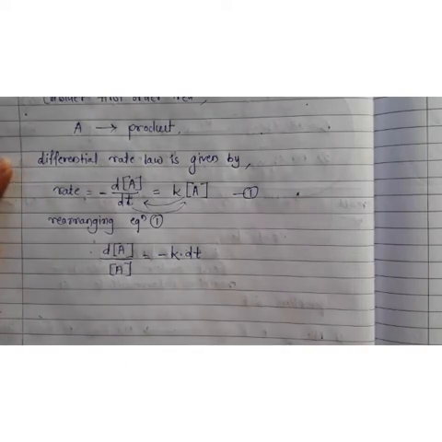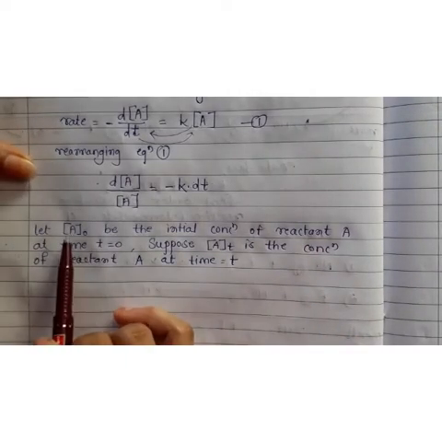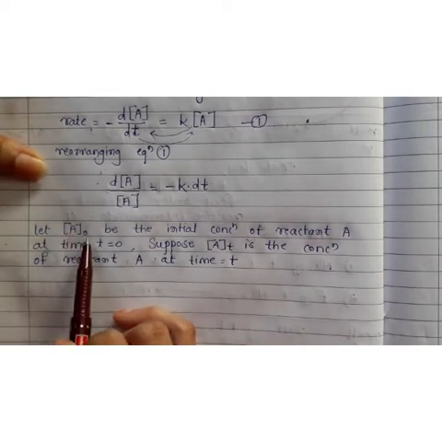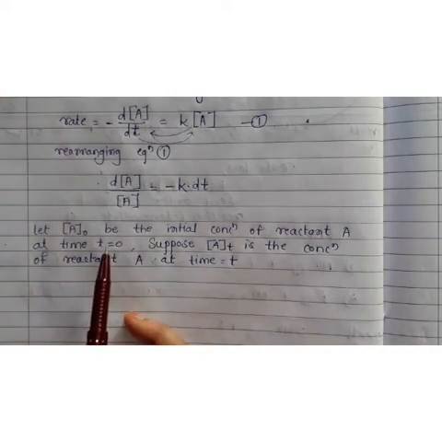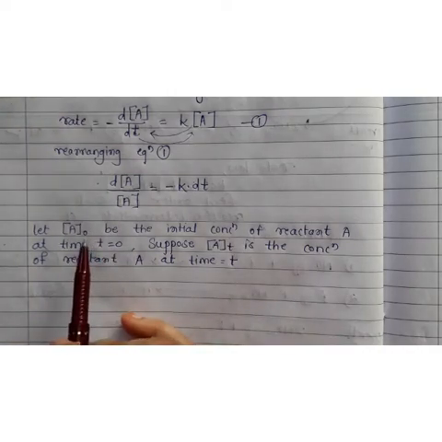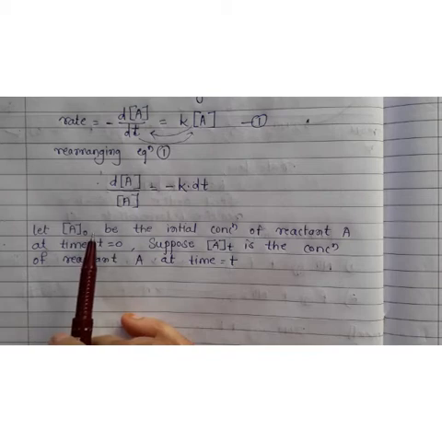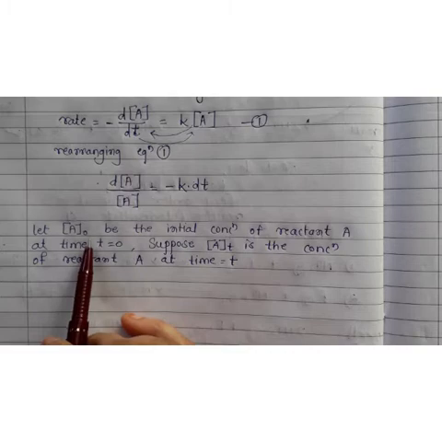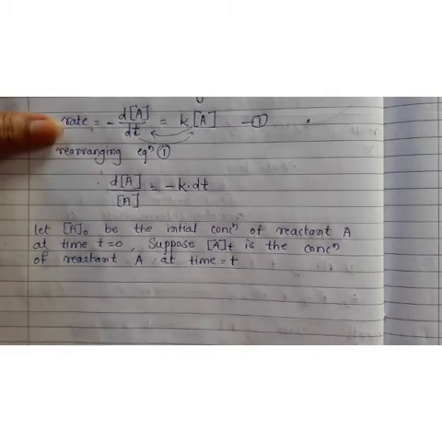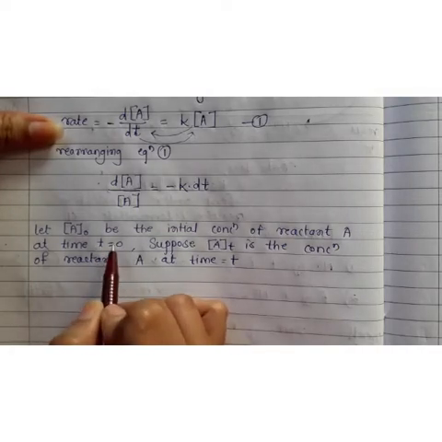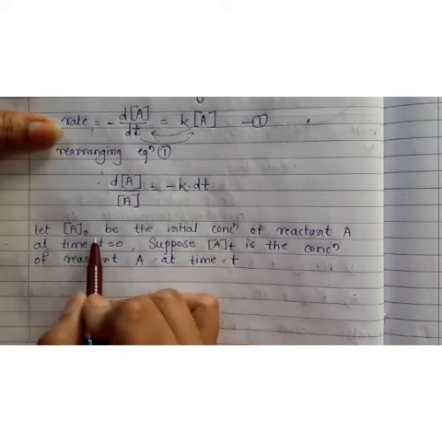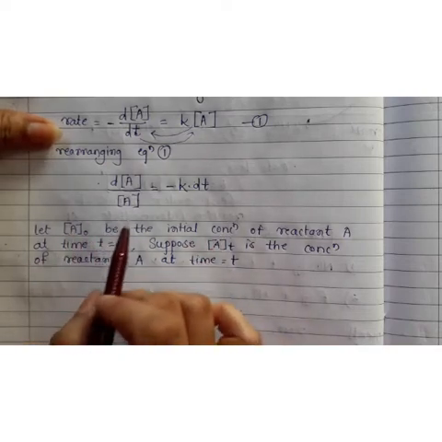Now see, A0 is the initial concentration of reactant A. When the reaction is started, or before starting the reaction, the initial concentration of reactant A is A0 and time is t0. Just before the reaction starts, no time has passed, so time is 0. At that time what will be the concentration of reactant? A0. It is not consumed at all.